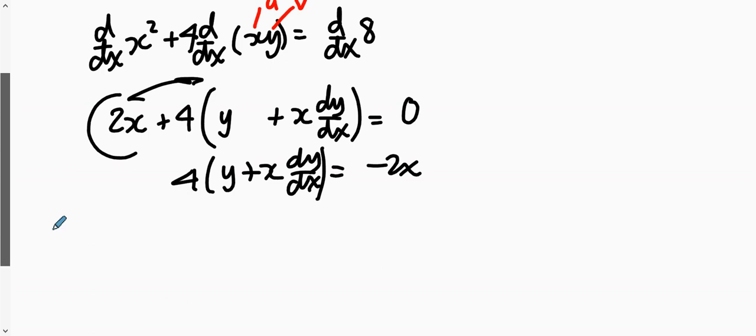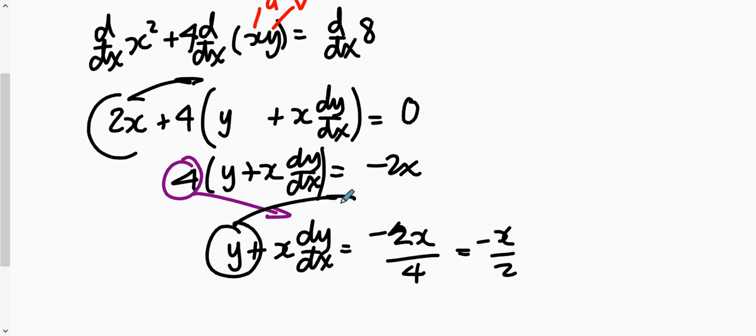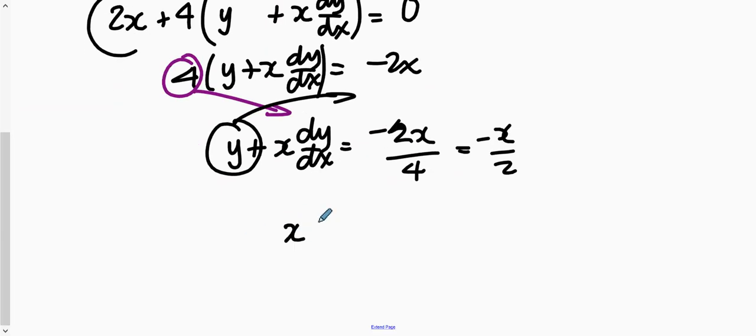So then I want to take the 4 over. I'm heading towards the dy by dx, but it's trapped inside the brackets here, so I take the 4 over to untrap the brackets. So that will be y plus x dy by dx is minus 2x over 4. Now that will cancel down to minus x over 2. Okay, so then I want to isolate the x dy by dx. The y goes over, and that gives us x dy by dx equals minus x over 2 minus y.